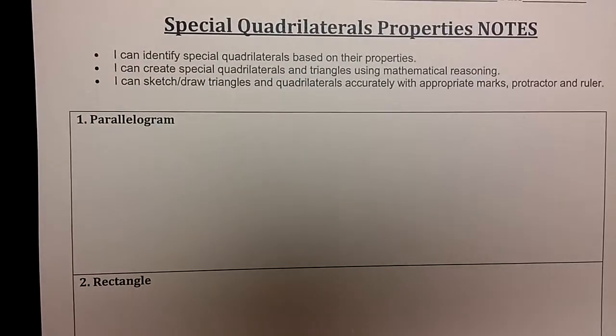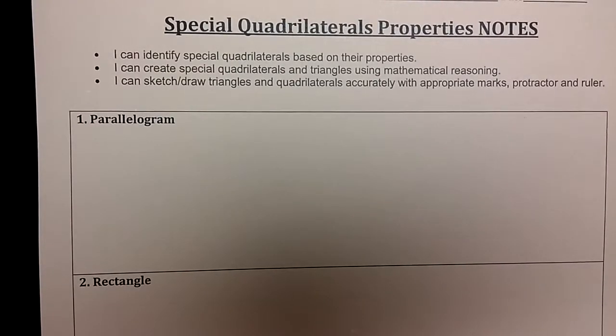In this video, we're going to be discussing special quadrilateral properties. Now, in the past, we've discussed that quadrilateral means that we have a polygon that has 4 sides. Today, we're going to talk about special quadrilaterals. So you're going to be able to identify special quadrilaterals based on their properties, create special quadrilaterals using mathematical reasoning, and sketch and draw quadrilaterals accurately with appropriate marks, protractors, and rulers.